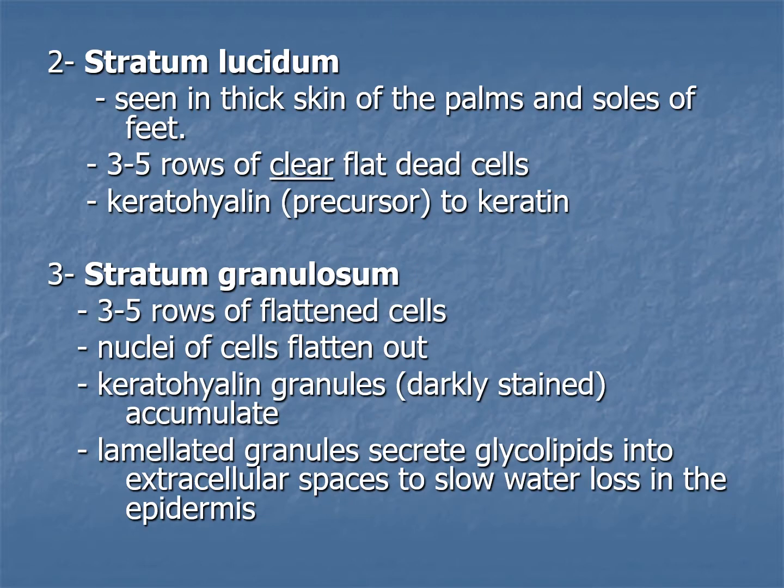Stratum lucidum is a clear space because it has 3 to 5 rows of clear flat dead cells, which is below the stratum corneum, but this is present only in the skin of palms and soles, and it has keratohyalin granules in the cells. Stratum granulosum has 3 to 5 rows of flattened cells which have darkly staining keratohyalin granules, and they secrete glycolipids to extracellular spaces to slow the water loss.